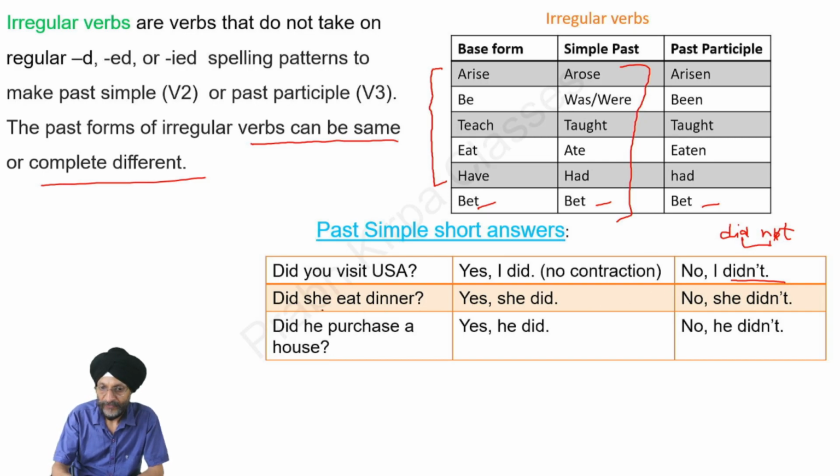No, I didn't. In the same way, if the question is, did she eat dinner? The answer in positive may be yes, she did. If we give the answer in negative, no, she didn't. So here is again contraction. Did he purchase a house? Yes, he did. And in negative, the answer will be no, he didn't.